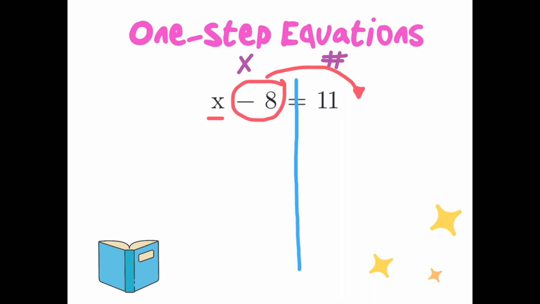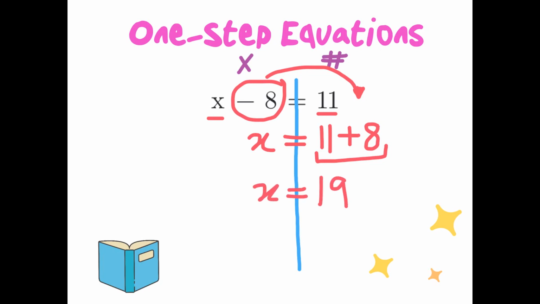Okay, so I'm going to start by writing the x over here because we want it to stay. We don't want the x to go anywhere. This 11 is also going to stay here because we want the numbers to stay on this side of the wall. But now, when we throw the negative 8 over to the other side, the opposite operation to subtraction is addition. So when I move it over here, it's going to become positive 8. And then all we need to do is just add these two numbers together. And our final answer is going to be x is equal to 19.